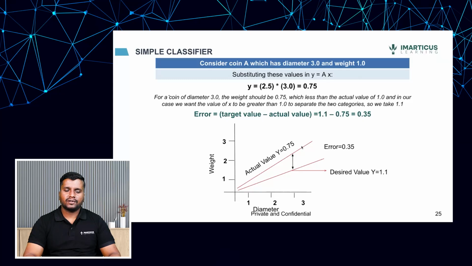And if we put this on the x and y axis, where the x axis is diameter and the y axis is weight, the line y equals 0.75 and the actual desired line where y equals 1.1, the difference between y equals 1.1 and y equals 0.75 is basically the error, which is 0.35. Out of these two lines, we can see that the correct prediction is not made by y equals 0.75, and that is the reason we are getting an error due to this line.